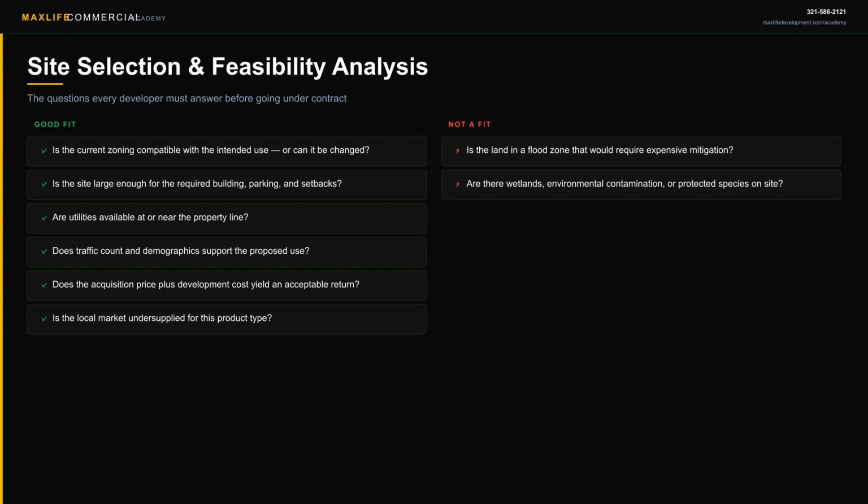5th through 8th are the risk items: flood zones, wetlands, contamination, and the final math. Even a perfect site fails the feasibility test if land plus construction costs exceed what the market will pay for the finished product. Get comfortable running pro formas early and often.